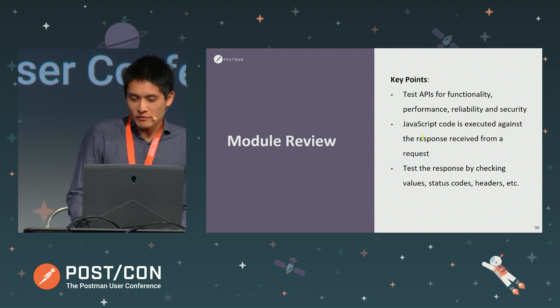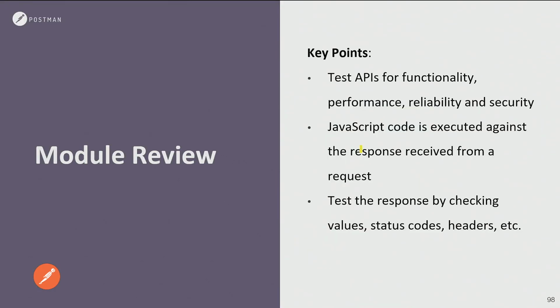As a quick summary of the module, we test our APIs for functionality, performance, reliability, and security. In our examples, we were primarily testing functionality, making sure we're getting the correct data. The JavaScript code is executed against the response that we get from our requests, and we test that response by checking its values, status codes, and headers, etc.